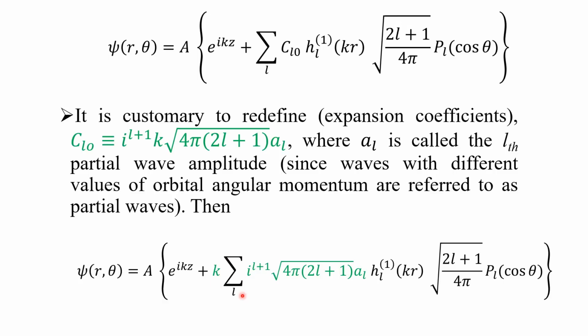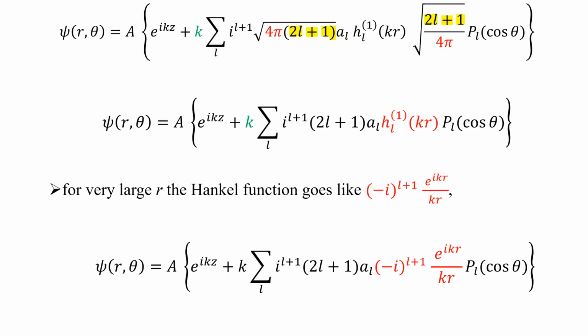K summation over L, i^(L+1) square root of 4π(2L+1) A_L, and this Hankel function, and this term square root of (2L+1)/4π P_L(cos θ). Finally, we arrived with this expression. If you see the expression carefully, we can simplify it, that is summation over L.